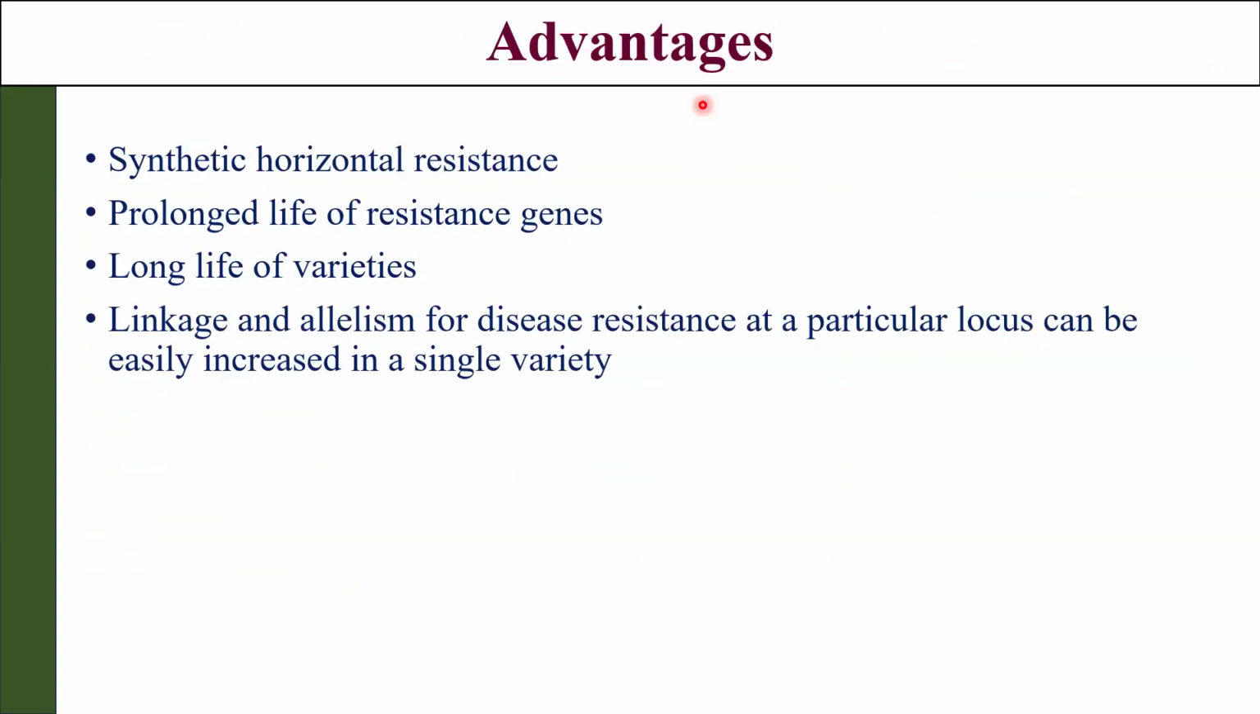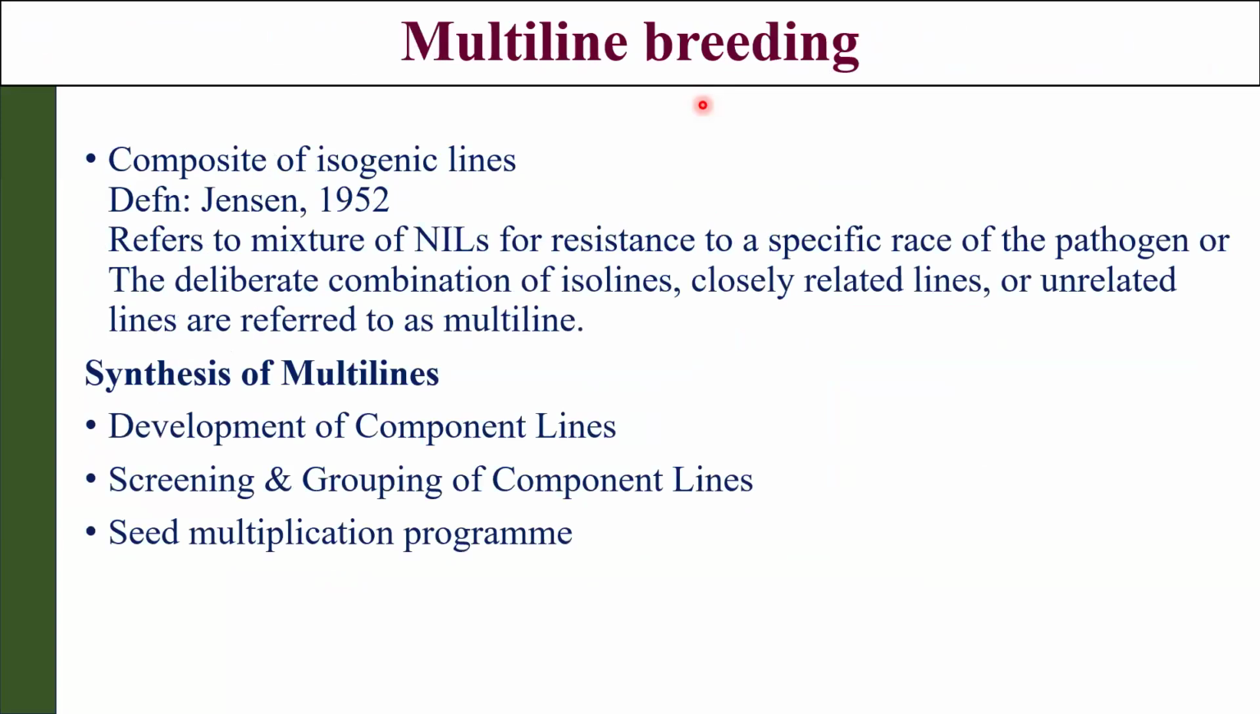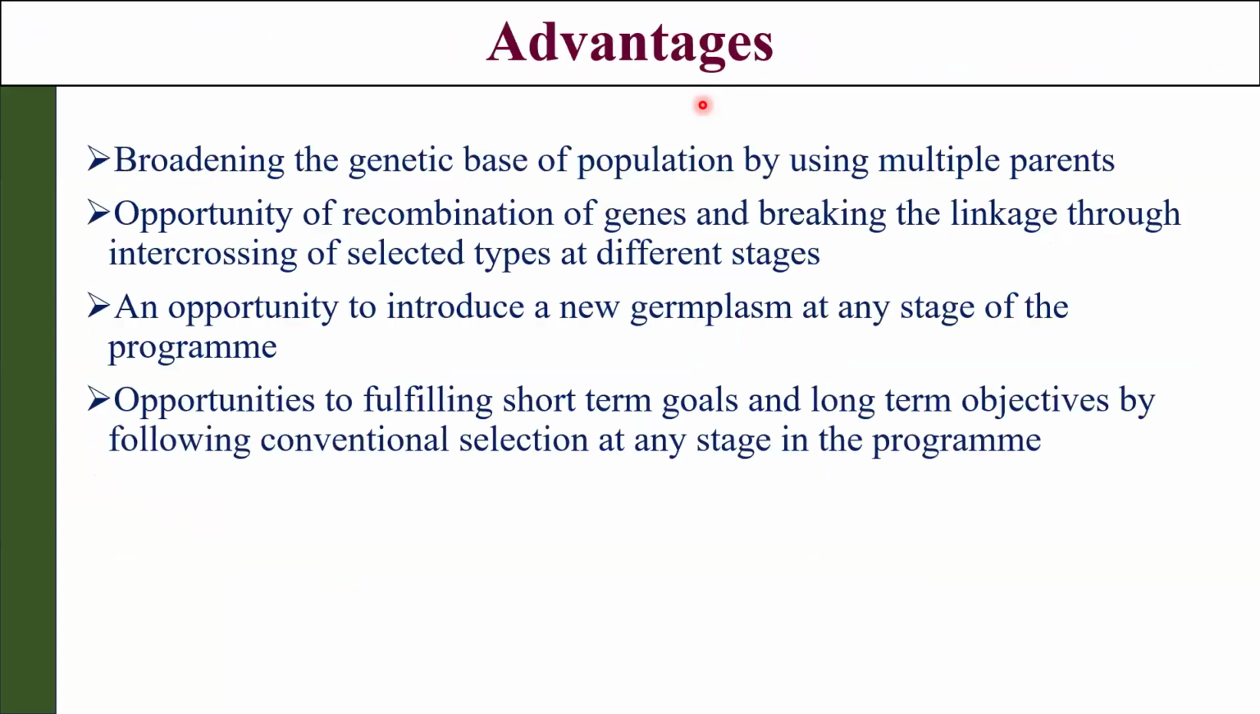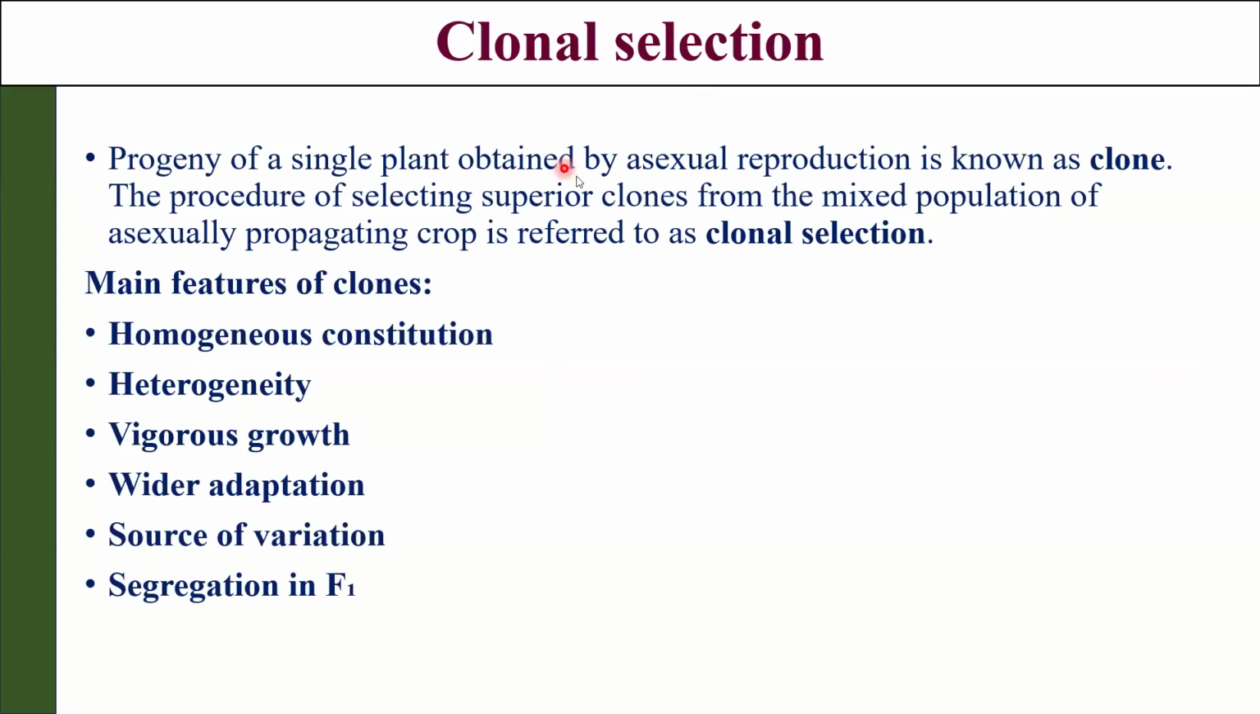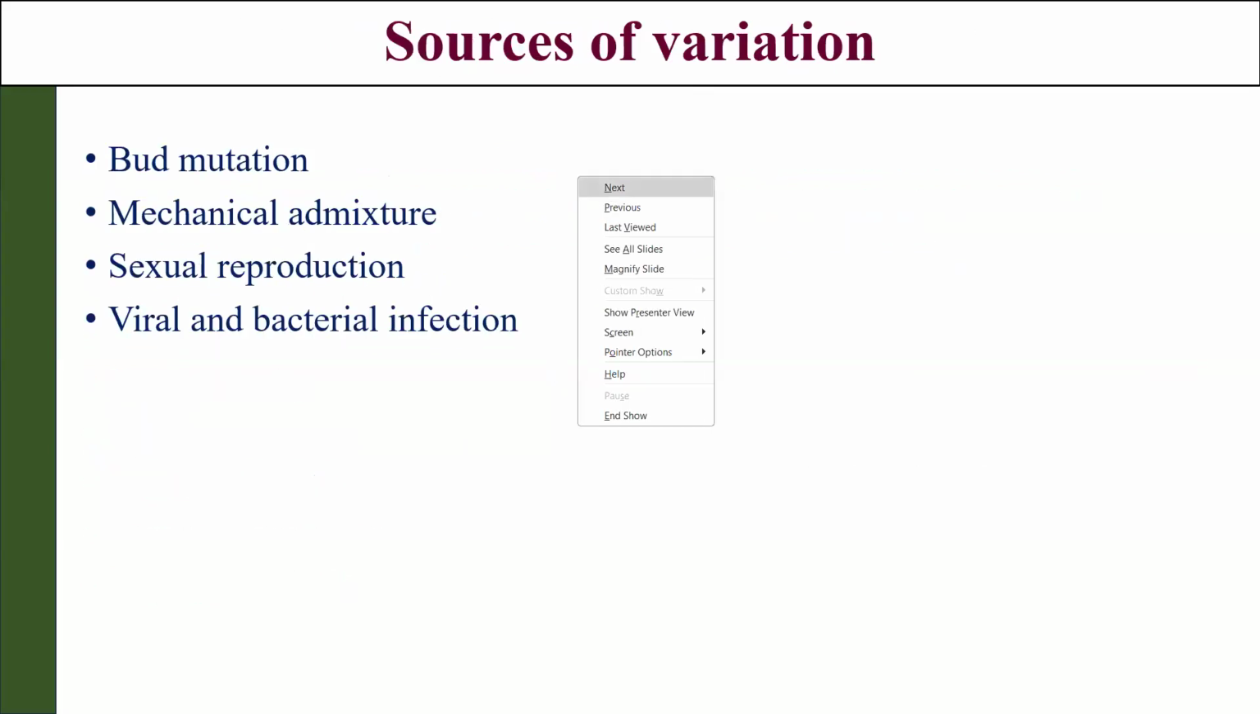Any doubts from this section of the topic? I'm going very fast because these are very, very easy things. Any doubts? Then you can go for idiotype breeding.